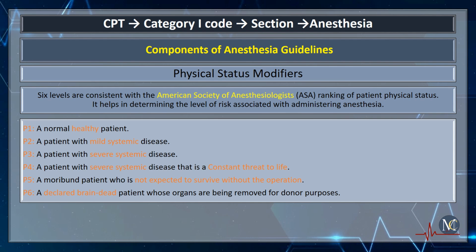Physical status modifier. The anesthesia physical status modifier is a classification system used by anesthesiologists to assess a patient's overall health before surgery. It ranges from P1, normal healthy patient, to P6, declared brain dead patient whose organs are being removed for donor purposes. The six levels are consistent with the American Society of Anesthesiologists ranking of patient physical status. It helps in determining the level of risk associated with administering anesthesia. Physical status modifiers are represented by initial P followed by a single digit from 1 to 6 as defined in the following list.